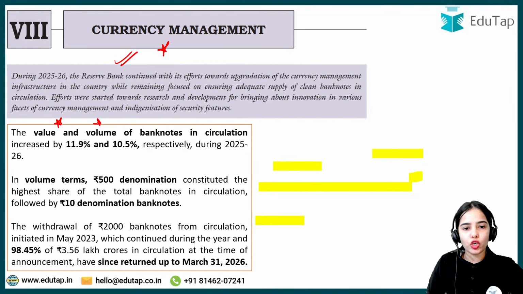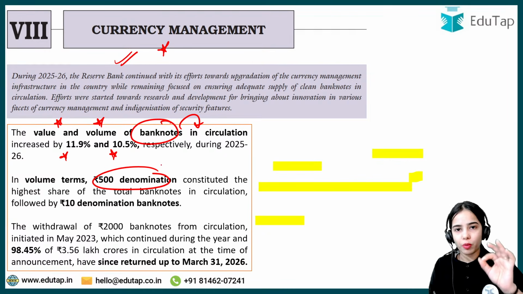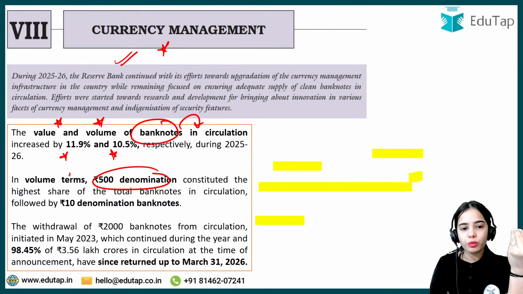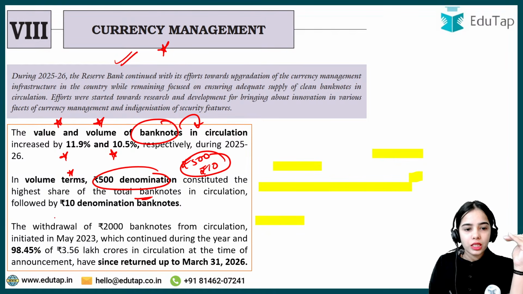So the value and volume of the banknotes in circulation has increased. The value has increased by 11.9% and the volume has increased by 10.5%. In volume terms, this is important, in terms of the number of notes basically, the 500 denomination constituted the highest share of the total banknotes. And after the 500, the second highest were rupees 10 in volume terms. The withdrawal of 2000 banknotes from circulation.